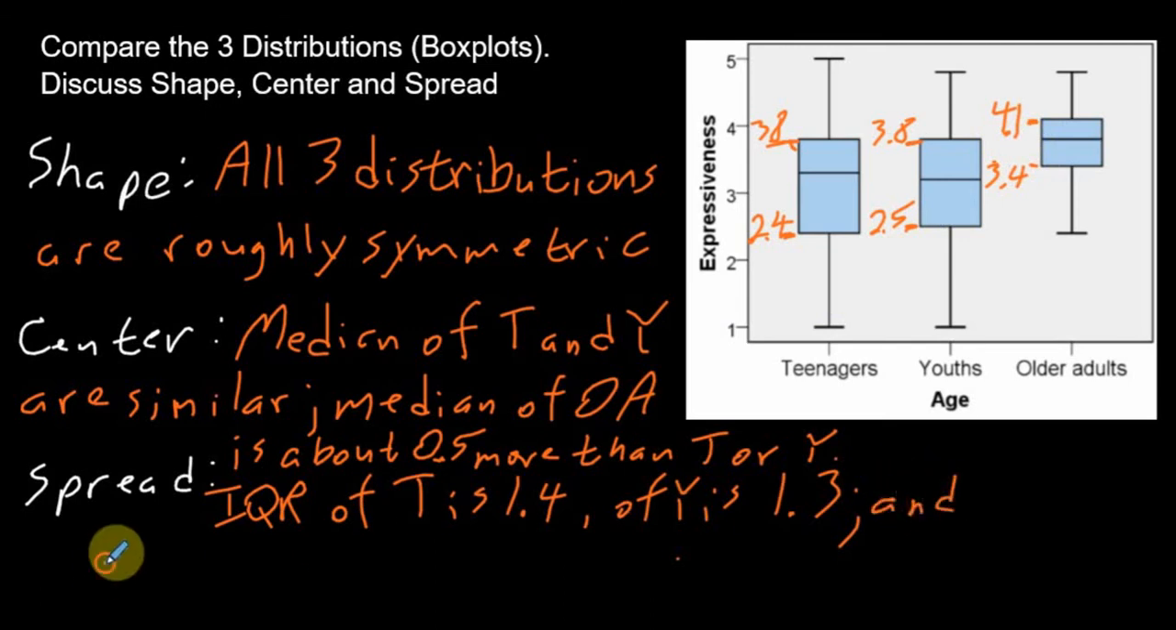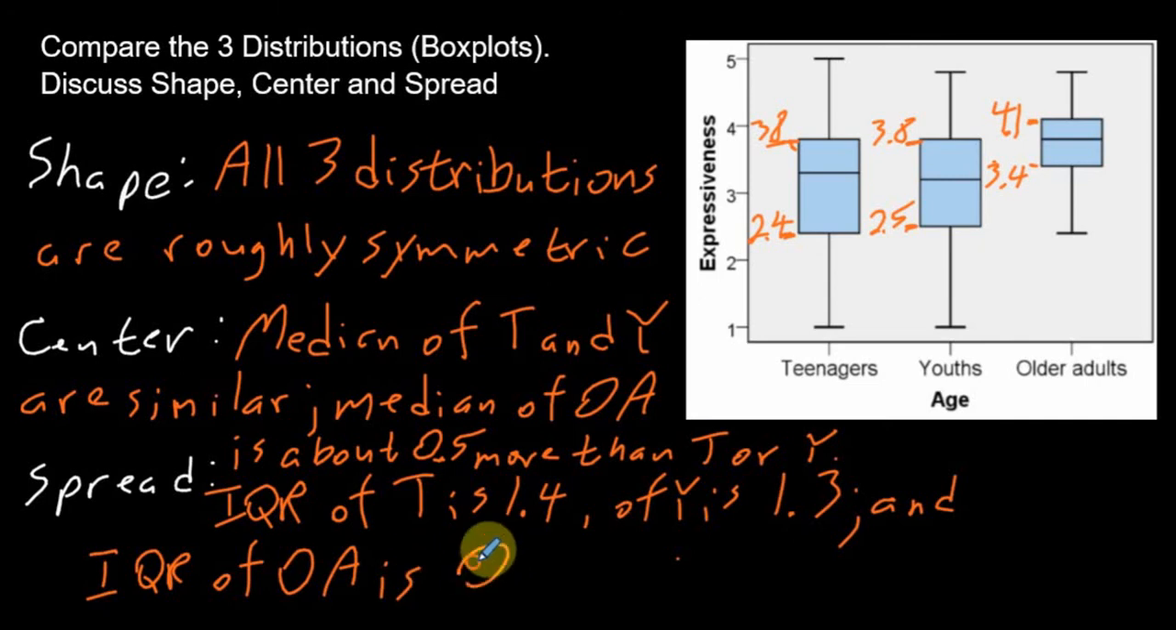And IQR of older adults we could say is about half of teenagers and youth, because it's good to make comparisons between the two. But if you want to spell out what it is, IQR of older adults is 0.7. But it's good when you discuss shape, center, spread that you compare. One is more than the other, one is less than the other. They're similar. Some sort of a comparison.